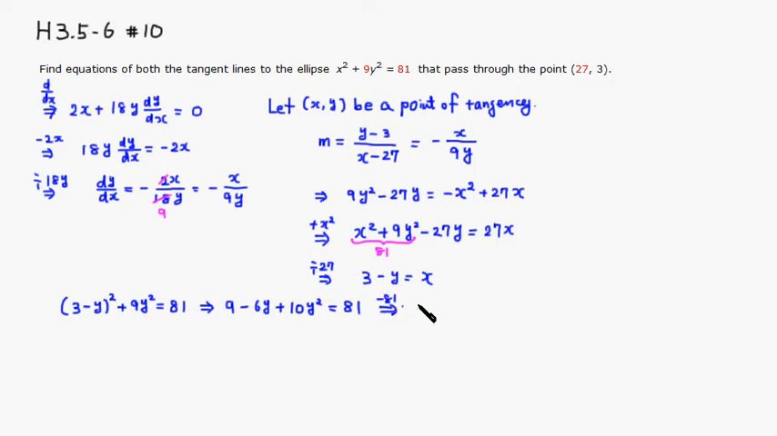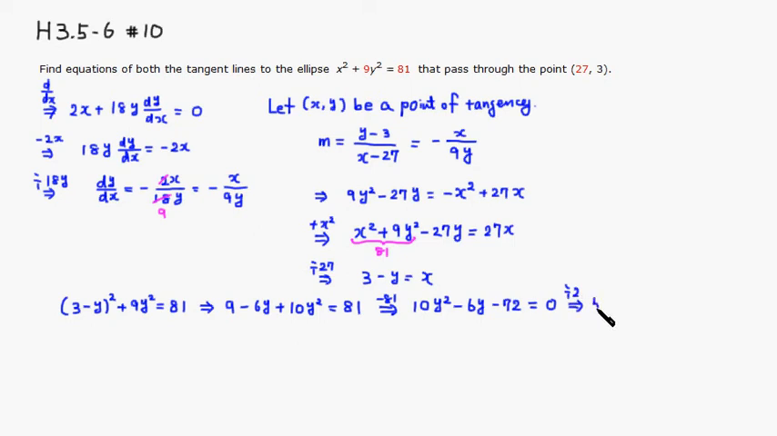Then I'm going to subtract 81 from both sides. We have this quadratic equation: 10y squared minus 6y, then 9 minus 81, so it's minus 72, and this is equal to 0. Everything seems to be an even number, so I'm going to go ahead and divide through by 2.